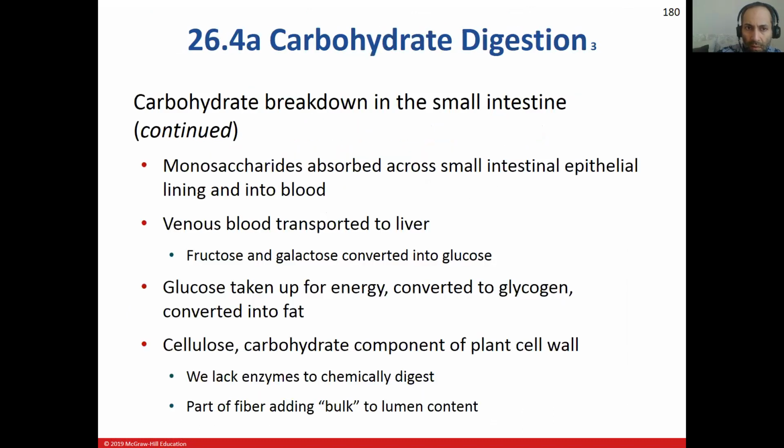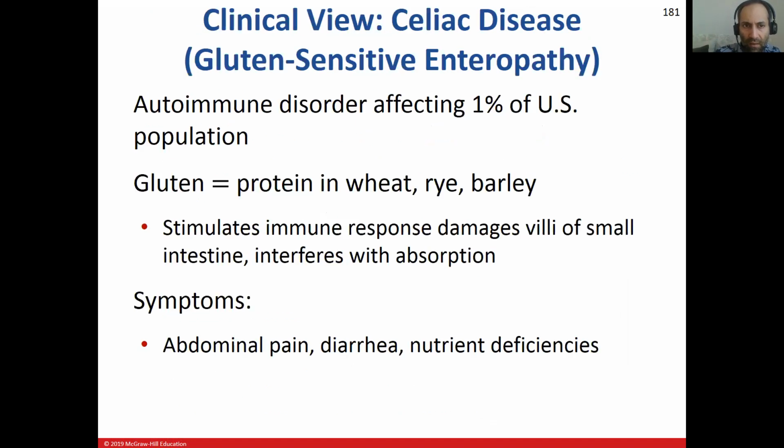All right, so what else? Once these complex sugars are broken down into simple sugars like glucose, fructose, and lactose, that's when they're easily absorbed across the epithelial lining of your small intestine, as we can see here on this slide.